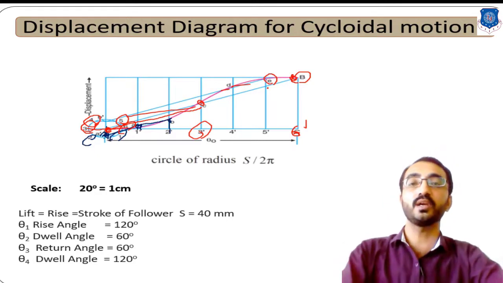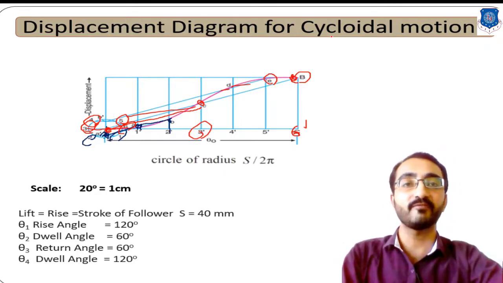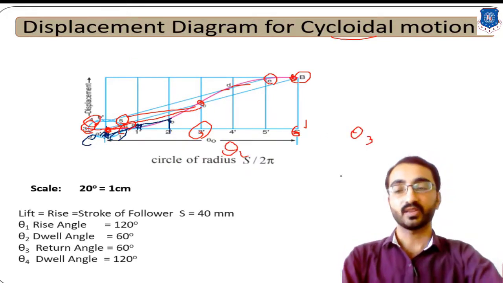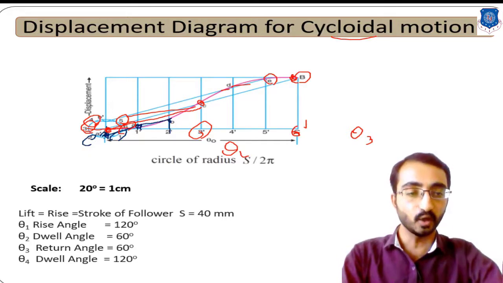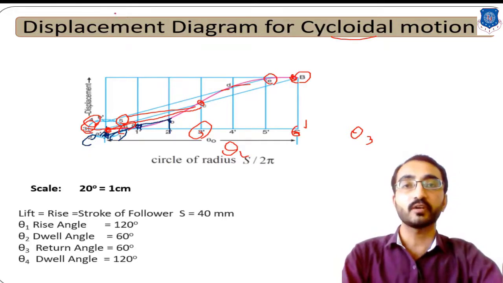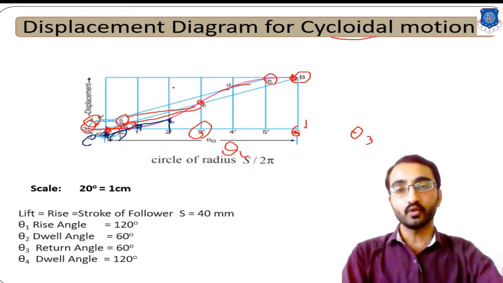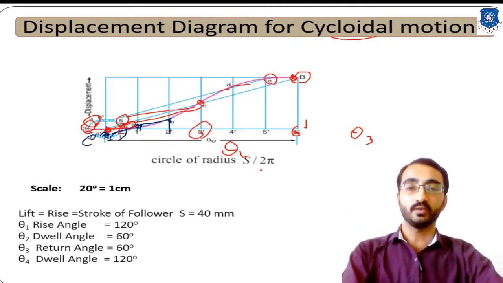Okay, in this way you can plot the displacement diagram for cycloidal motion, and you can follow a similar pattern to draw the return stroke or theta. In this way we can plot displacement diagrams for various motions, that is for cycloidal, simple harmonic motion and UARM motion. Okay, thank you.